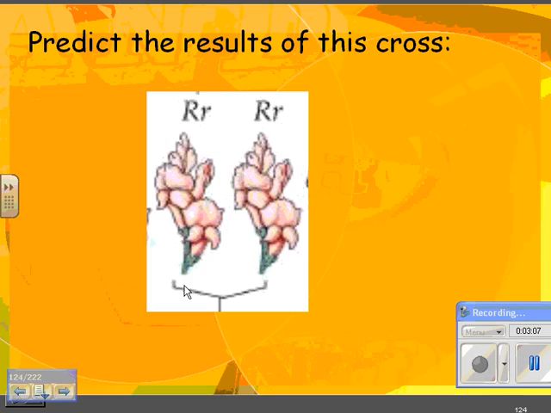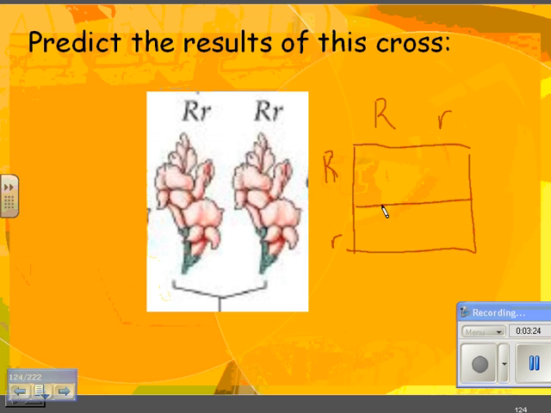So let's try another one. Predict the results of this cross. A pink one mated with a pink one. So this one makes the gametes big R and little r. And remember, you put the gametes on one side. And this one makes the gametes big R and little r. So this sperm fertilizes that egg: big R, big R. If this sperm fertilized that egg, you'd get big R, little r. And if this sperm fertilized that egg, you'd get big R, little r. It really doesn't matter which order you put it in.